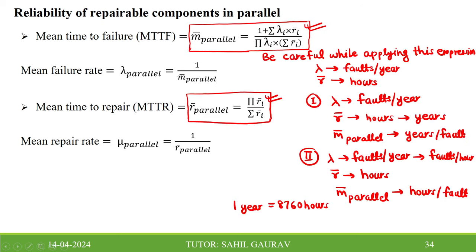Now for the reliability of repairable components in parallel, if the repairable components are connected in parallel, then how will we find the mean time to failure and mean time to repair? So M bar parallel will be denoted by this expression, and R bar parallel will be denoted by this expression, and correspondingly the failure rate and repair rate will be taken as the reciprocal of the mean time to failure and mean time to repair respectively.